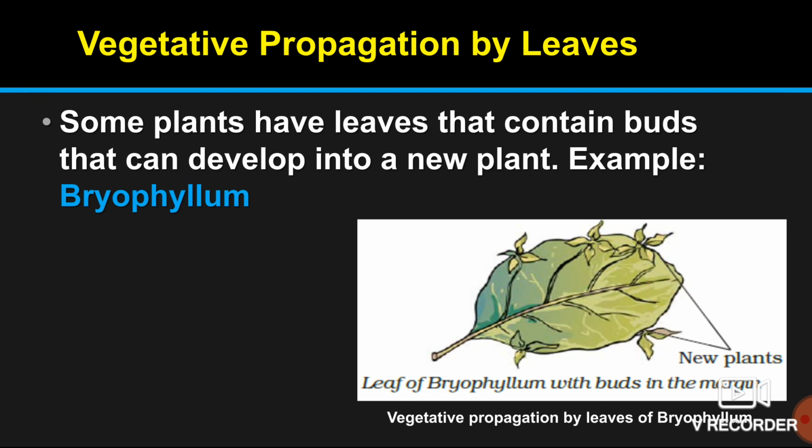So in this particular video we discussed vegetative propagation with the help of stem, vegetative propagation with the help of roots, and vegetative propagation with the help of leaves, and all those were natural means of vegetative propagation.